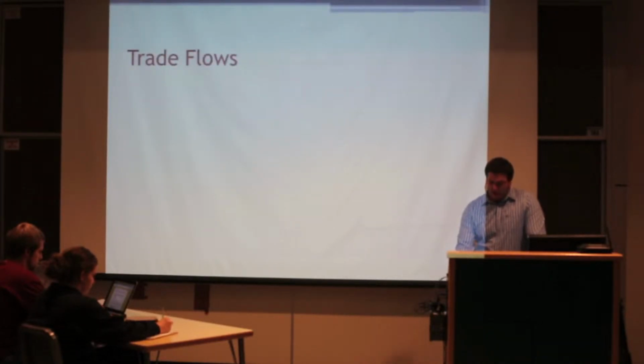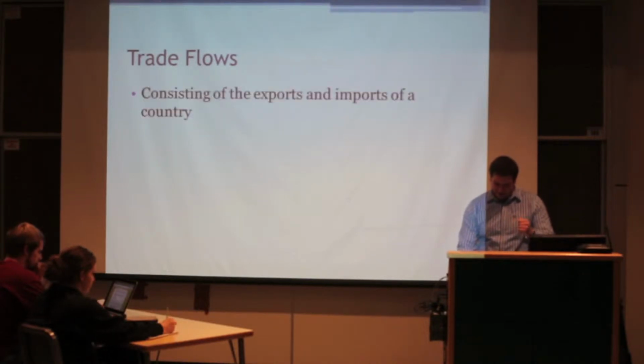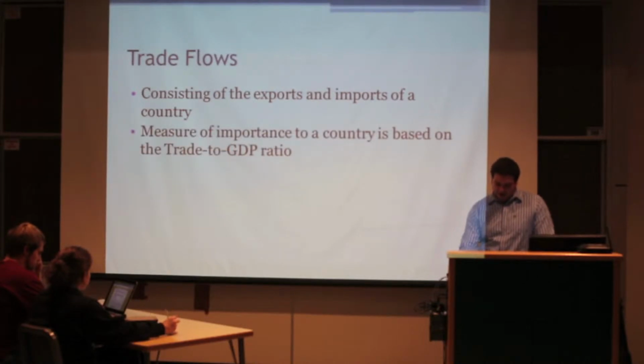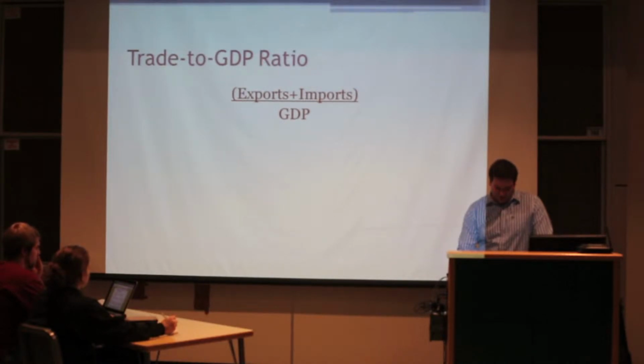Does anyone have an idea of what trade flow is? Jordan? Isn't that just the amount of exports and imports that a country has? Yes, it is. It's a pretty simple concept to grasp. And the amounts of trade a country has can be used to determine the trade to GDP ratio, which is a measure of importance for that country. Now the trade to GDP ratio is calculated by adding both the exports and imports for a country and then dividing them by the GDP of that country.